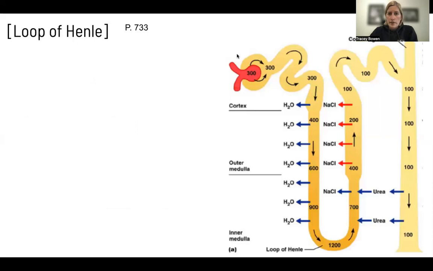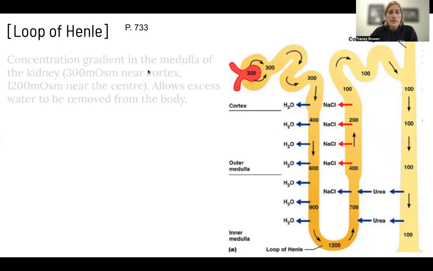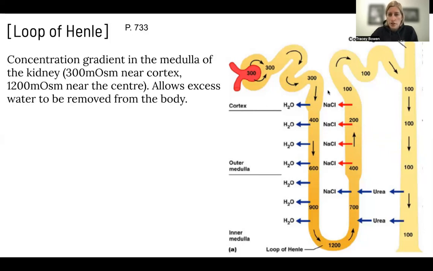So that's the glomerulus there that we talked about two slides ago. This is the proximal convoluted tubule, which we just talked about. And now we're moving into the loop of Henle. So this is the entire nephron here. And the loop of Henle is a water absorption structure.